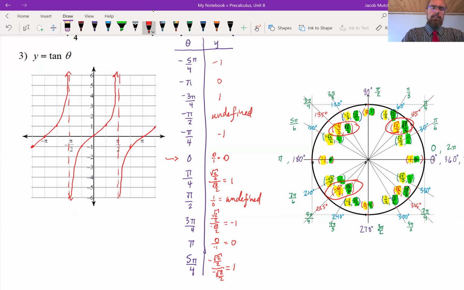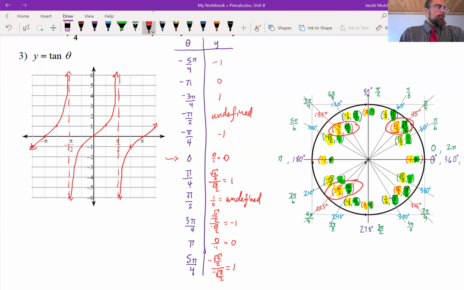So tangent's a very different graph from sine or cosine because it's got this separation by vertical asymptotes. And if I were to expand that, that would continue forever. So last thing for us to do with tangent is to identify the amplitude and the period.